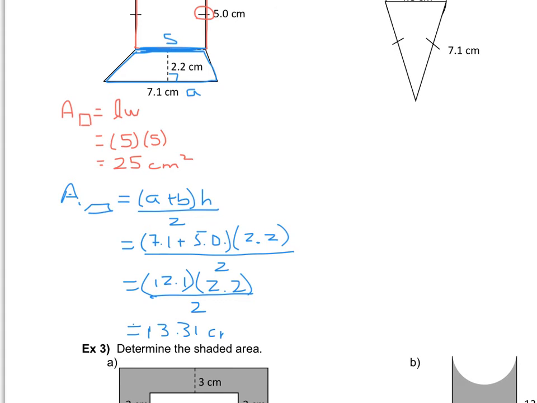13.31 centimeters squared. So try that on your calculator. You can always put the video on pause and work alongside. Now my total area, of course, would be the sum of those two things. So I'm going to do one more step here where I'm going to put A with a subscript of T.